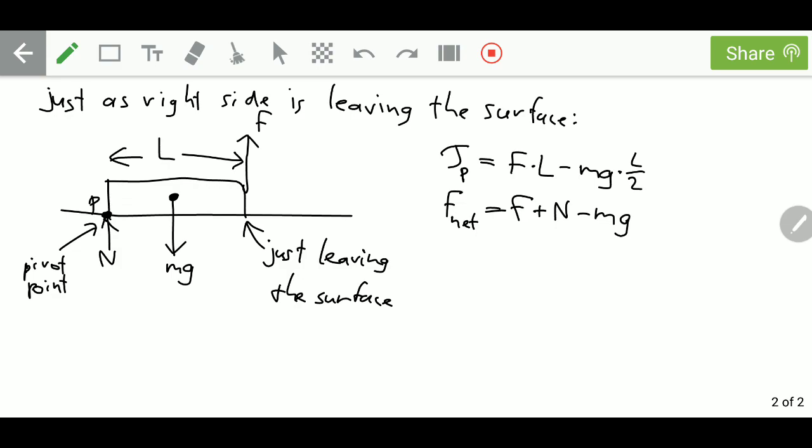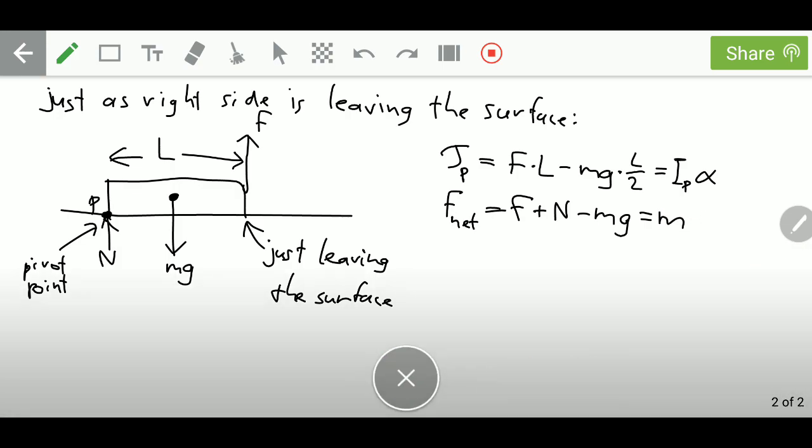So now, how are we going to relate these? What we need to do is look at how quickly the block will begin to rotate. The center of mass will have a certain acceleration, and that acceleration will be tied to the angular acceleration of the block. The torque about the point will be the moment of inertia around the point times the angular acceleration alpha, and the net force is going to be equal to the total mass times the acceleration of the center of mass.